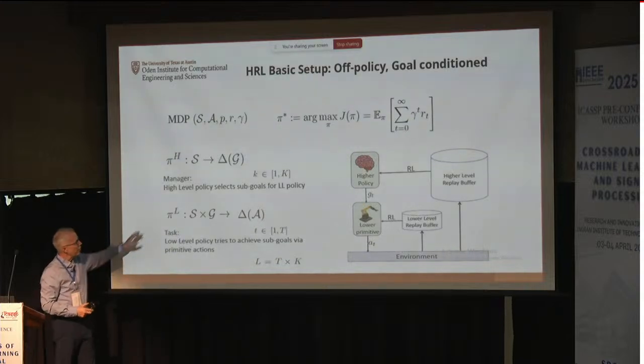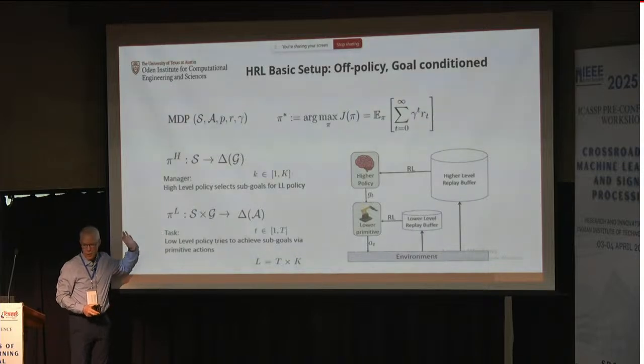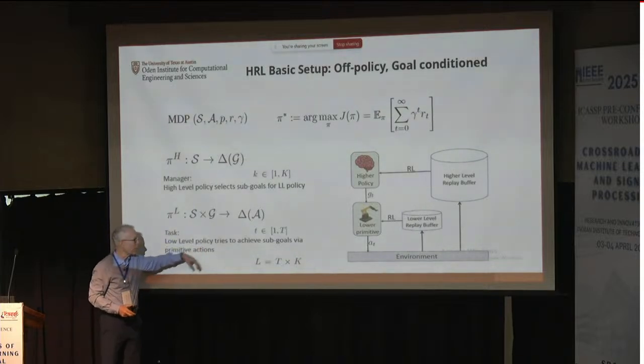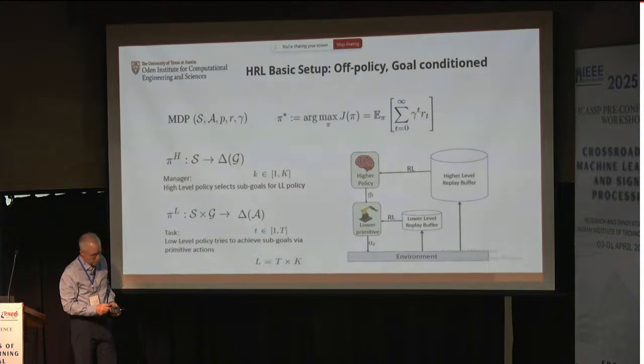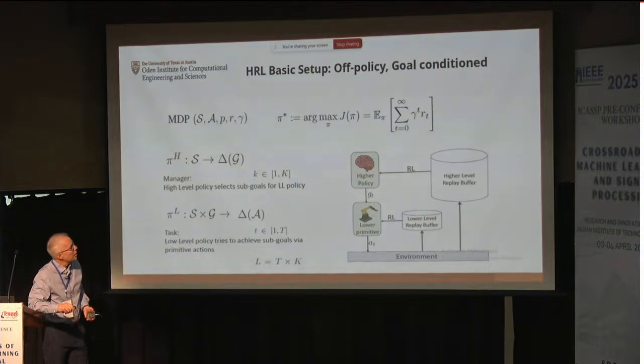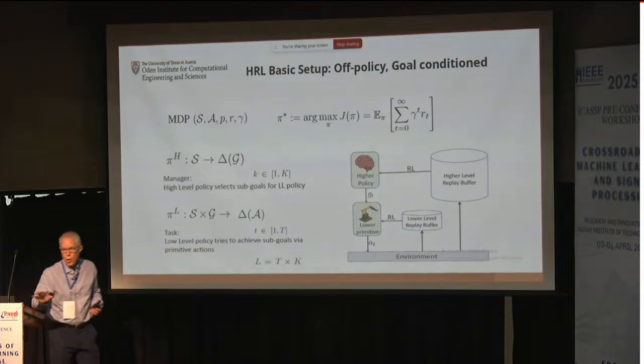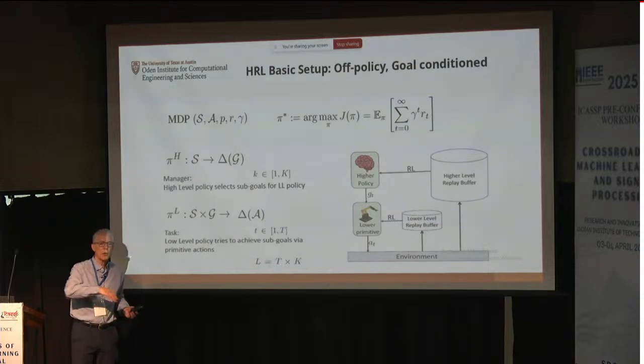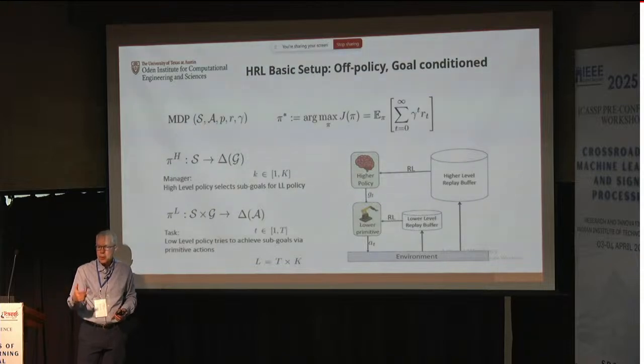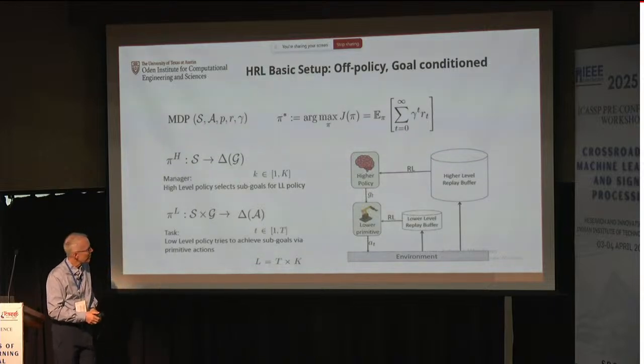And then the lower level looks more like a conventional RL problem. I've got a state action space. A couple of things to note here. One is that typically I use off-policy reinforcement learning so you can reuse your data. And it becomes really critical here, because going back and forth across levels really expands your need for data. Okay? And yeah, goal conditioned.